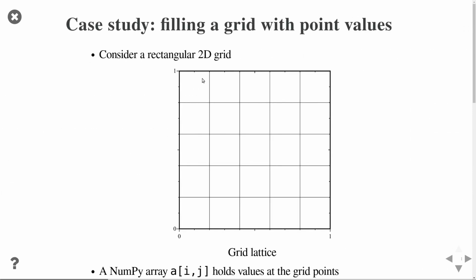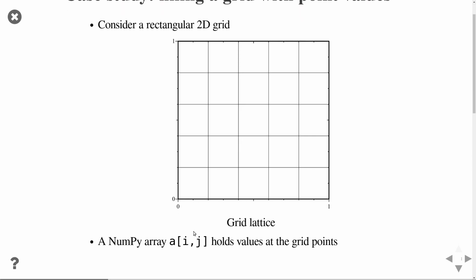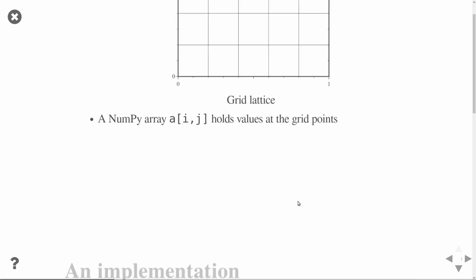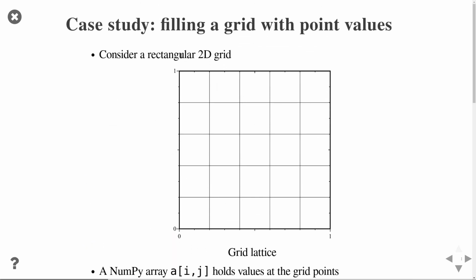So let's look at a case study to introduce these concepts. Let's imagine we have a 2-dimensional grid, and we have data points on all the grid nodes, and these data points are stored in a 2-dimensional NumPy array A. So this A holds the values of the grid points. Then what we would like to do is loop over all these grid points and call a function on each of them, to evaluate a function on all the different coordinates in that grid.